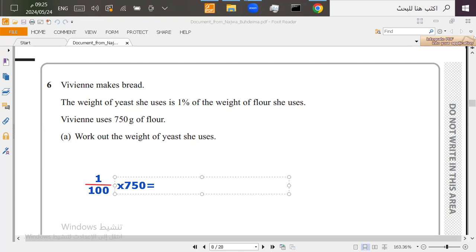So here, 1% multiply 750 and you'll get 7.5. So the weight of yeast is 7.5 grams. And this is how you answer a question like this. So focus on the steps and focus on the question and what they need. Now let's move on to the next question.